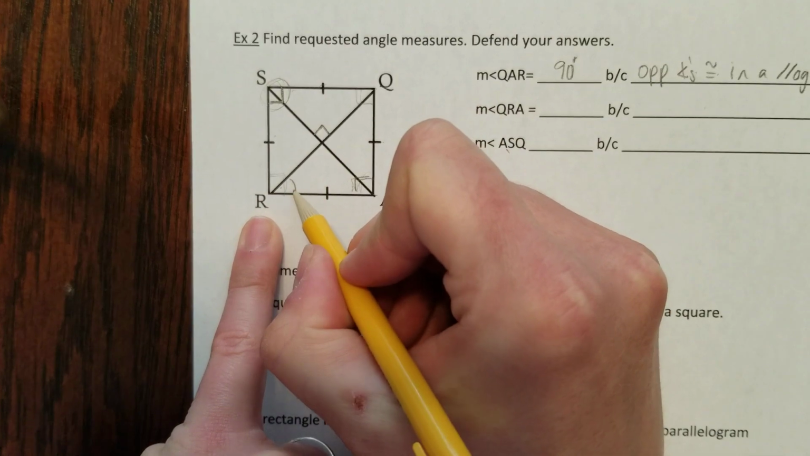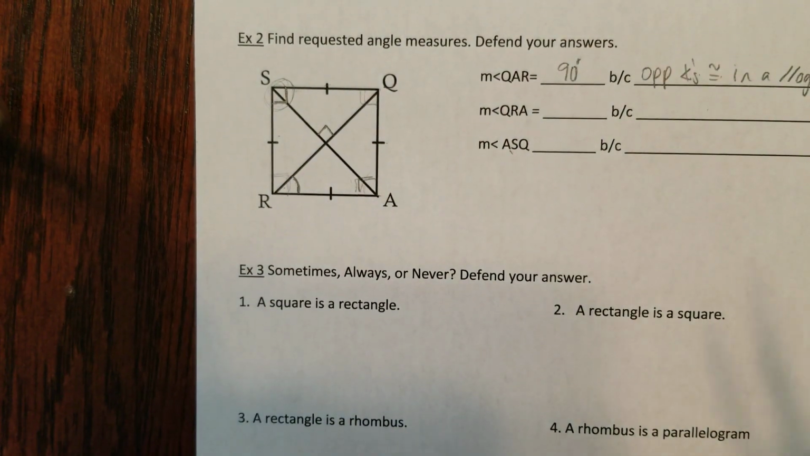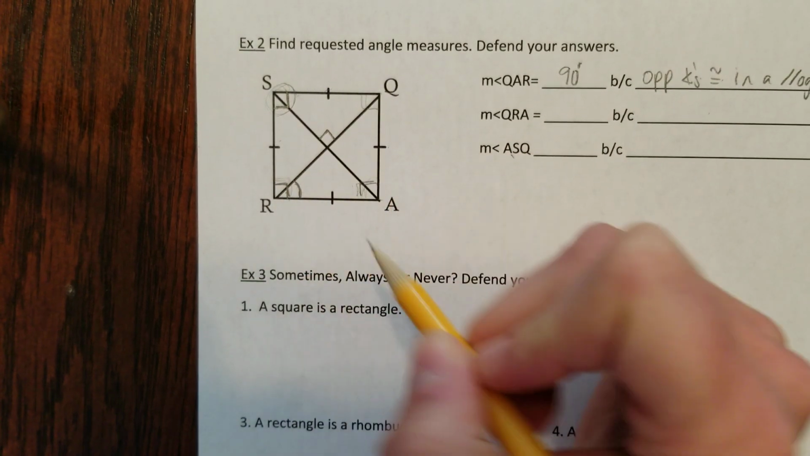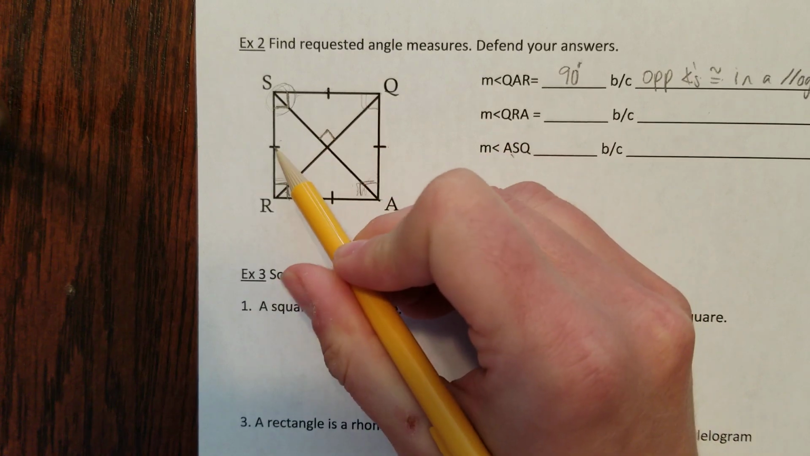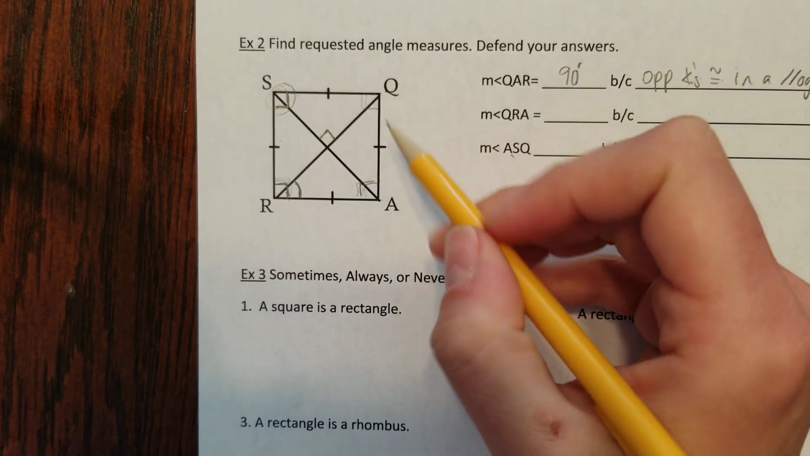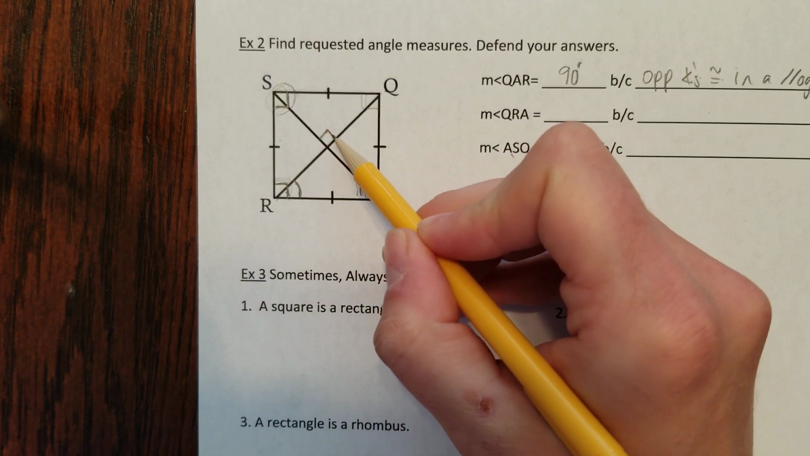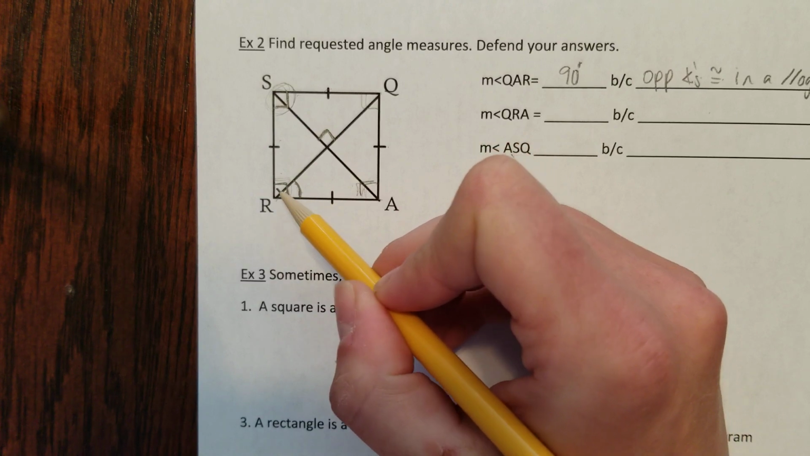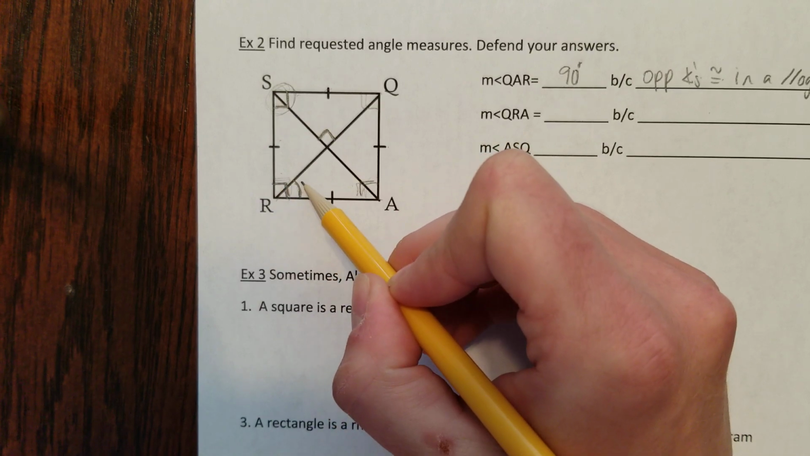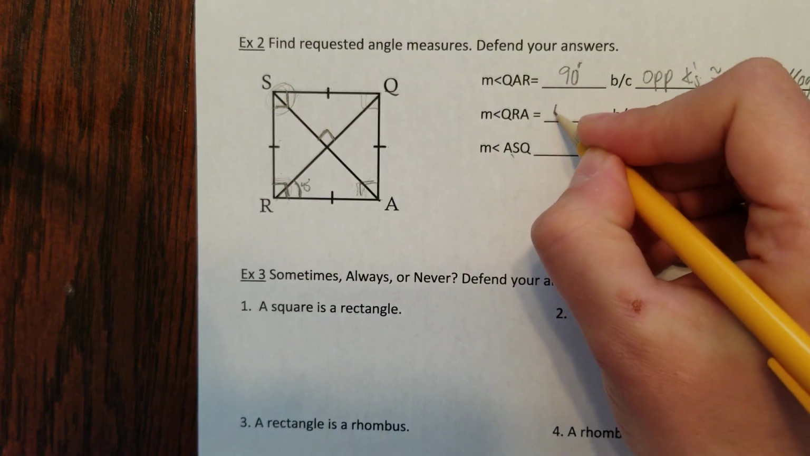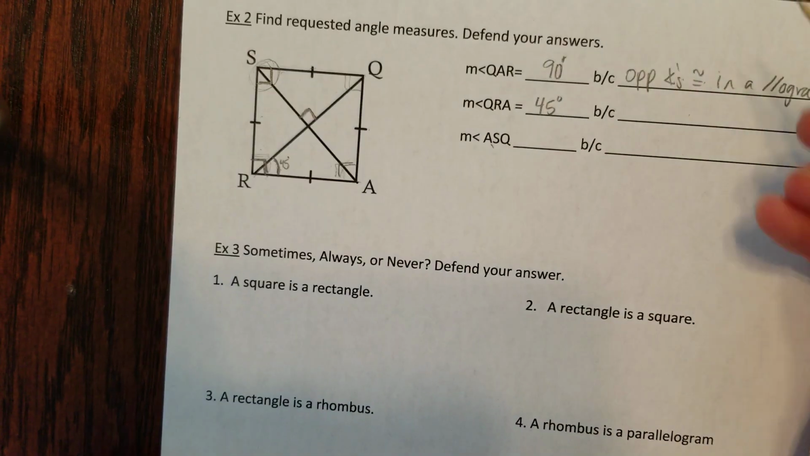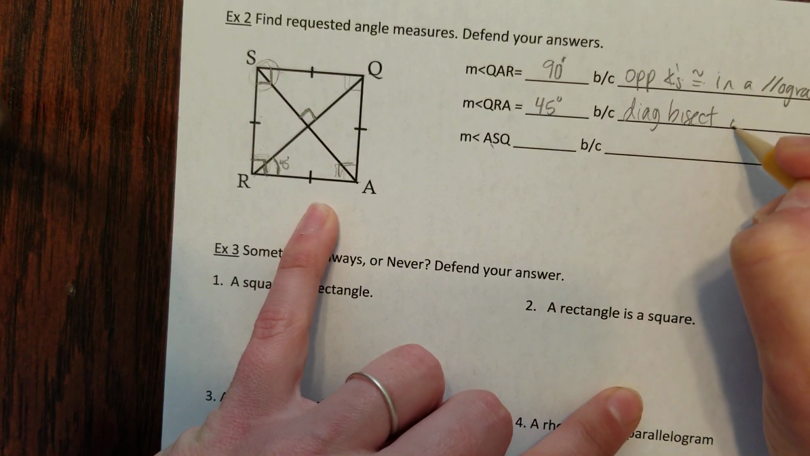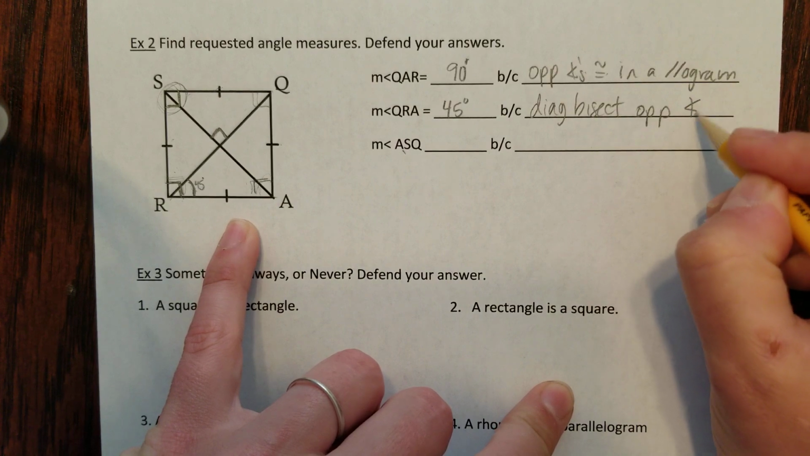QRA. Okay, so that's this angle right here. Now we already know it's a square. We know opposite angles are congruent, so we know this is going to be 90 degrees. Now if all 4 sides are congruent, it makes it a rhombus. Do you remember that the diagonals of a rhombus make a 90-degree angle here where they intersect, but they also cut these angles in half? So if this whole angle is 90, then half of that, this side right here, should be 45 degrees. All right, so 45 degrees because diagonals bisect opposite angles.